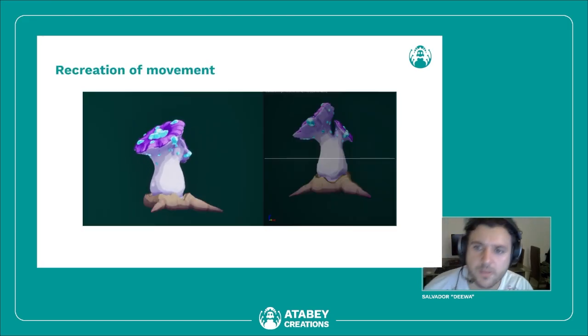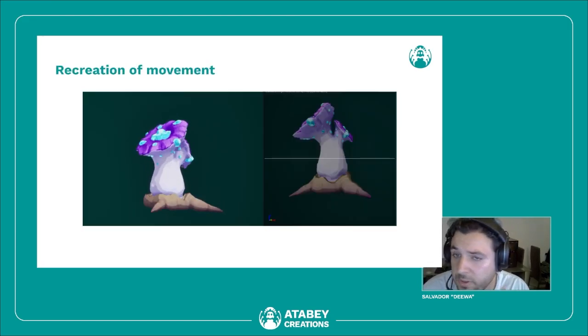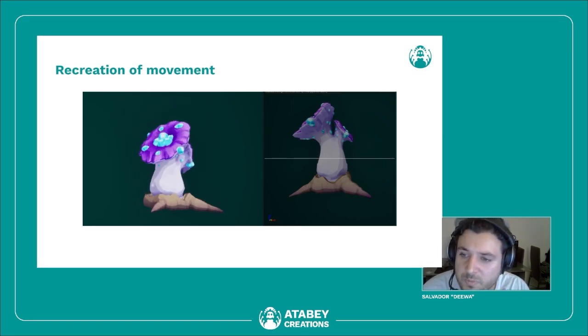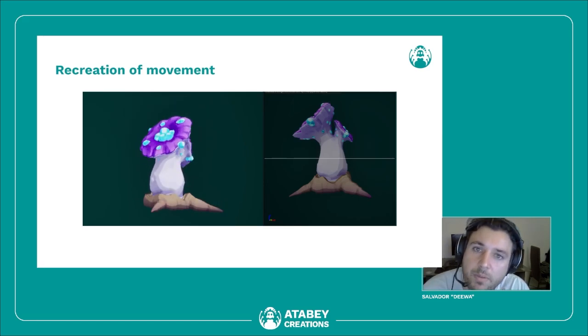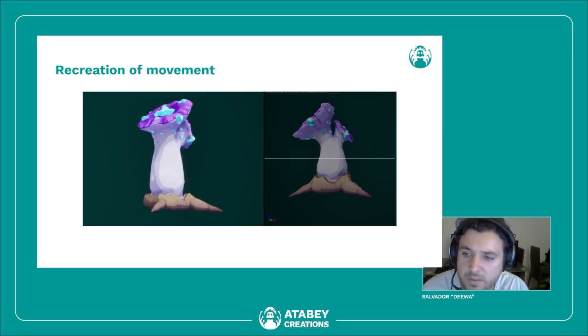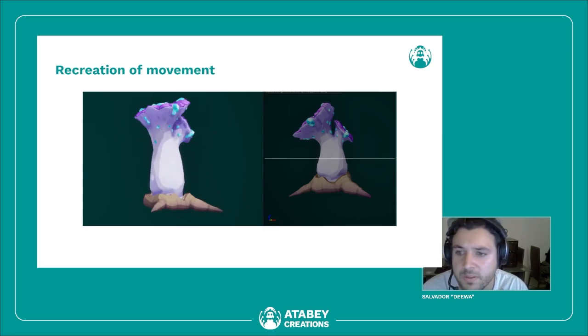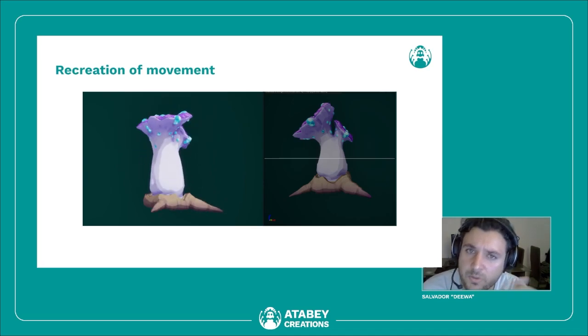Recreation of movement. At the left, we have our 3D model, already with the VAT baked, being moved by WPO. Okay, everything is fine. It's a static mesh. It doesn't have any bone or any morph or anything like that. At the right, that white line we have there, those are the UVs.